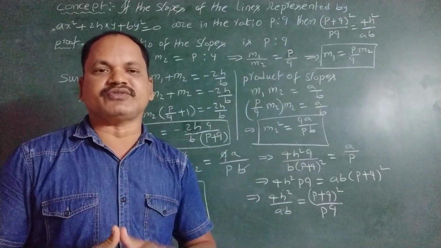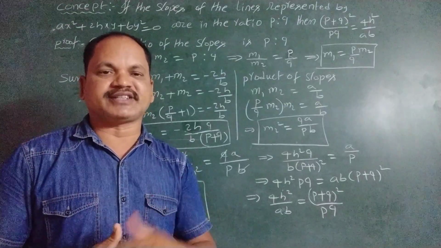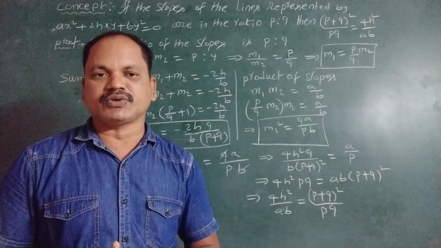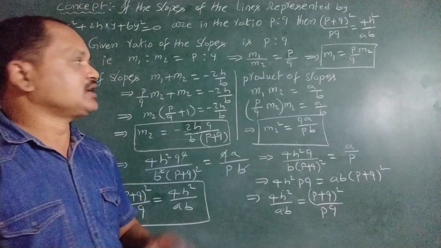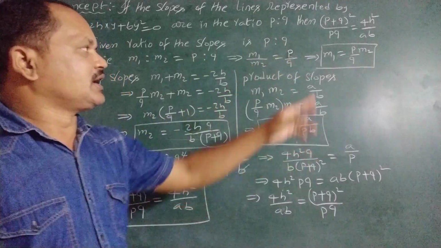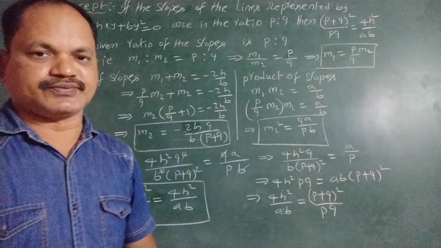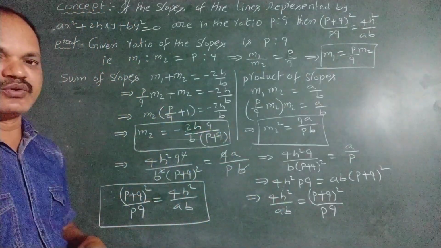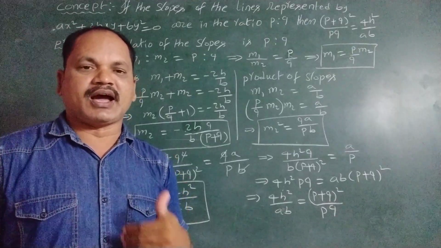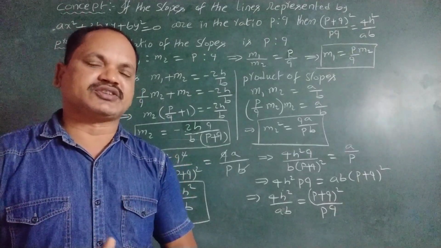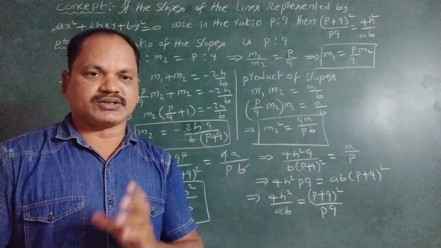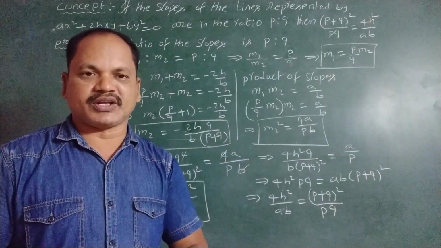That's why you have to take two individual lines which are passing through the origin, taken as y is equal to m1x and y is equal to m2x. There exist slopes m1 and m2 whose ratio is given, p is to q. So m1 is to m2 is equal to p is to q, m1 by m2 is equal to p by q, m1 is equal to p by q into m2. Now we know from the previous video the sum of the slopes is minus 2h by b, the product of the slopes is a by b, and the difference of the slopes is 2 times root of h square minus ab by mod b.